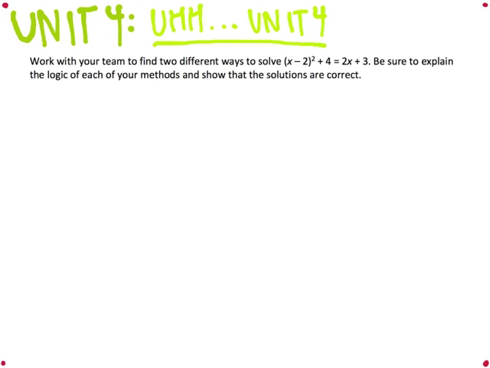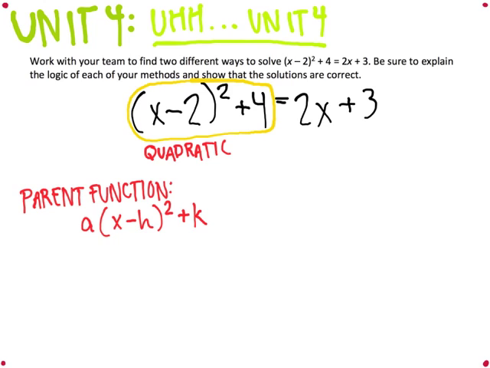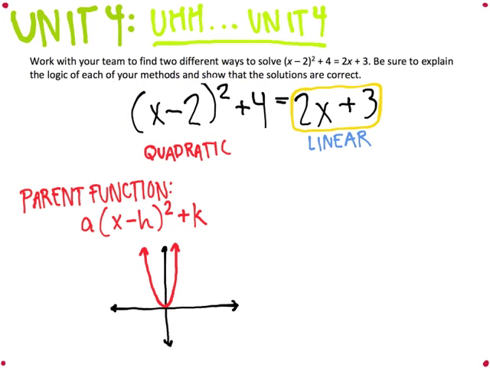Well, let's begin by looking at what we have in our equation. You can see that this side is a quadratic function because the variable is squared. It follows the format of the parent function for a quadratic. And since quadratics always make parabolas when graphed, we know that this equation will sort of look like this when we graph it. On the other side of the equal sign, we have a linear function. Again, remember the format of the parent function for a linear. The graph for this type of equation looks more or less like this.